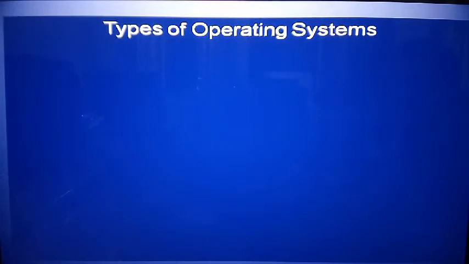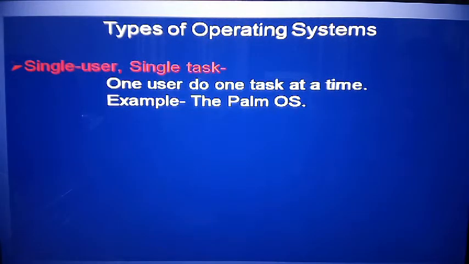Types of operating system. Number one, single user, single task. Just like the name defines, only one user can do only one task at a time. So one user, one task. Task means work, so one user, one work. Example: Palm OS operating system.